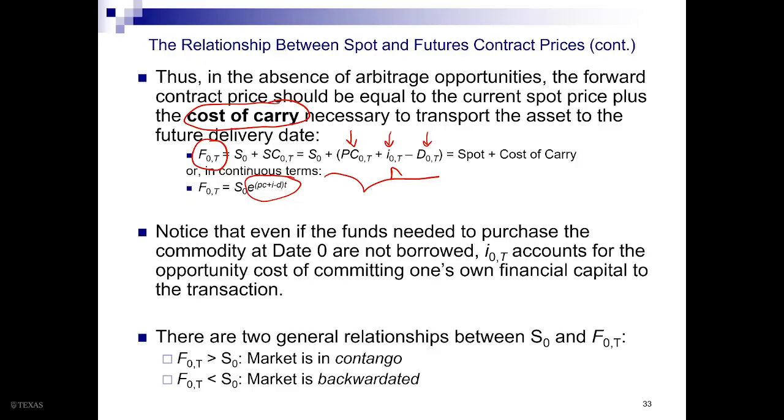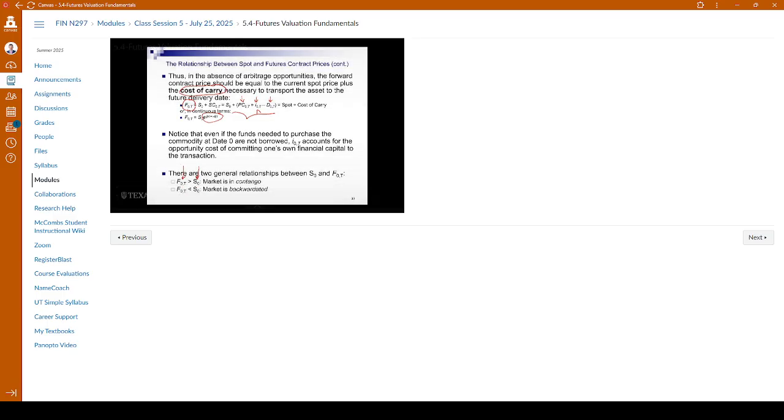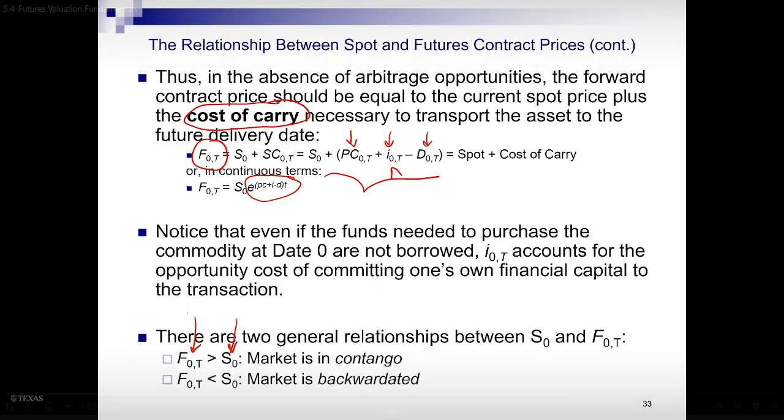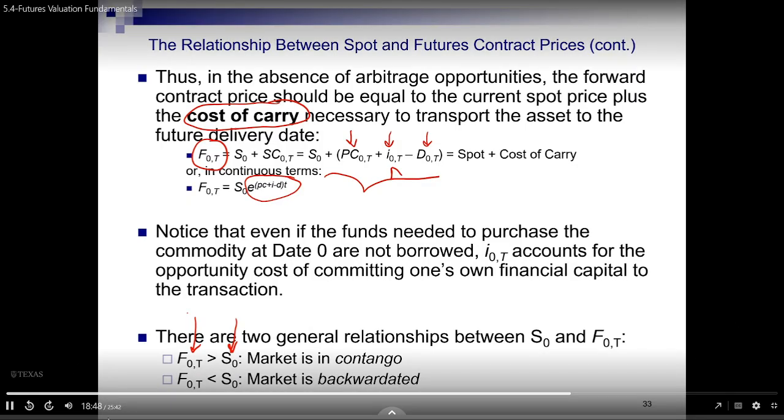So what we're going to see then is that there are two relationships between the two prices that are set today, the spot price, which would be for an immediate transaction, and the futures contract price, which is for a deferred or future transaction. The futures price can either be above or below the spot price. A market where futures prices are above the spot price is called a market that's in contango. And to this day, I honestly have no idea what that word means. There's a guy named John Hicks, a famous economist in the 1930s, who came up with that.